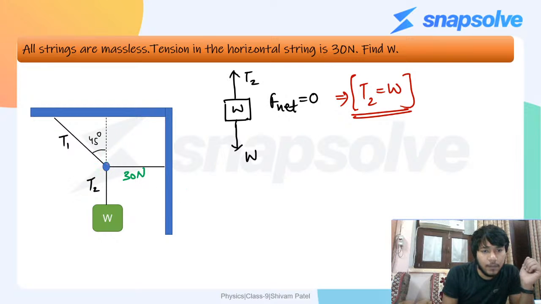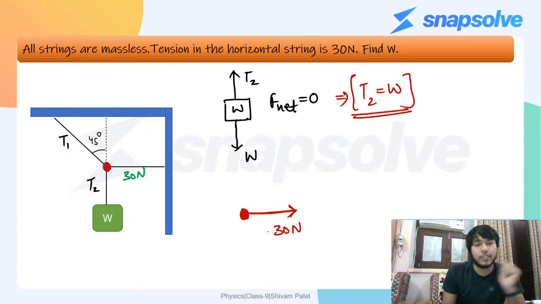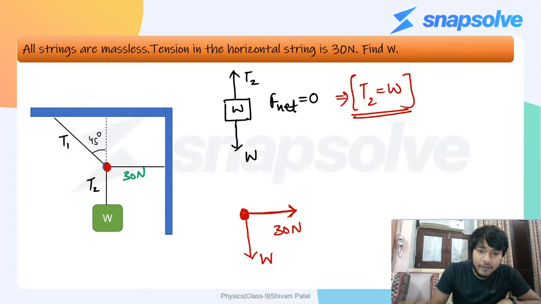Now see, let's talk about this point. So let me draw this point like this. If we draw the free body diagram of this point, let's see the forces. 30 Newton will try to pull it towards right, because tension always pulls. T2 will try to pull it in downward direction, and I'm putting the value of T2 directly as W, right? And T1 will pull it in this direction. This is T1. This angle they have given as 45 degrees.